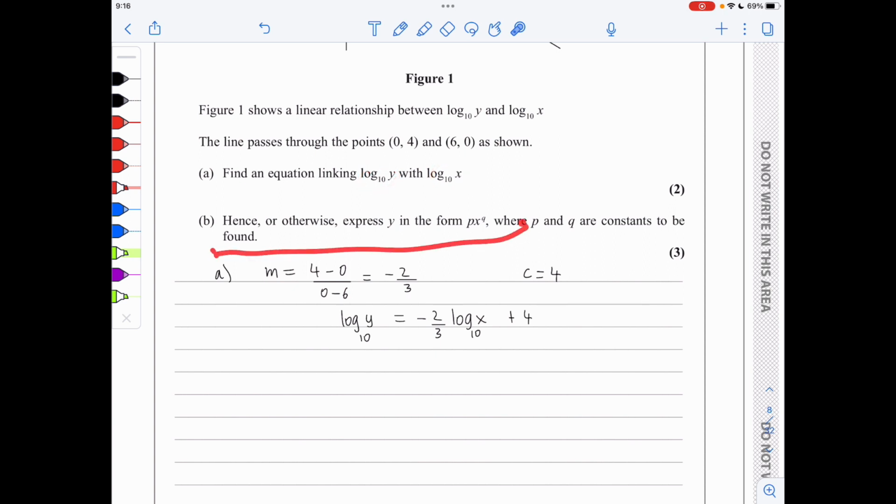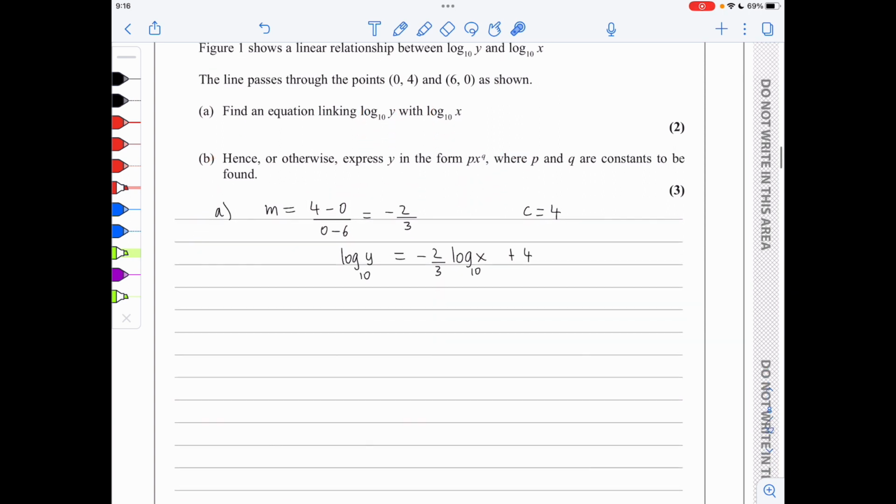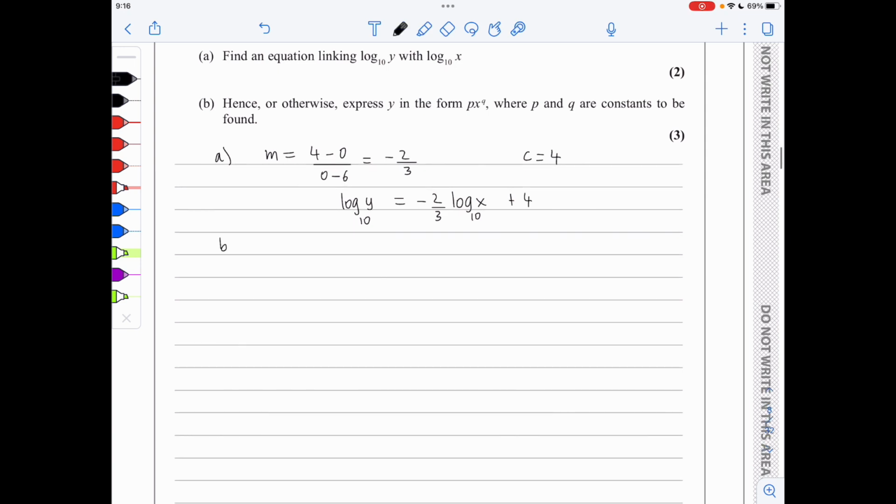And then hence or otherwise express y in the form px to the q. I will actually start with the proposed form, y is px to the q. The only way of bringing logs into the game is to take logs of both sides. So log of y base 10 is log of px to the q base 10. Now the right hand side can be written as log of p plus log of x to the q all base 10, which can be further simplified into log of p base 10 plus q log of x base 10, and that's log of y base 10.